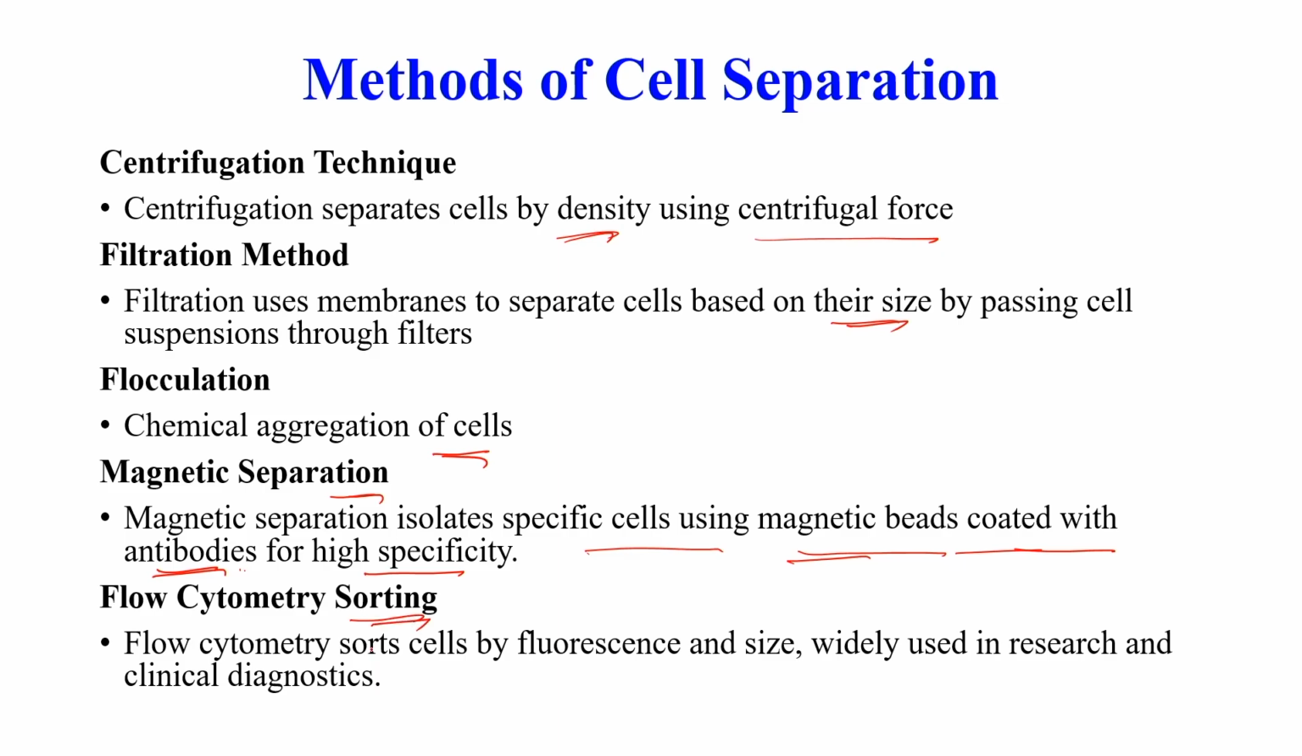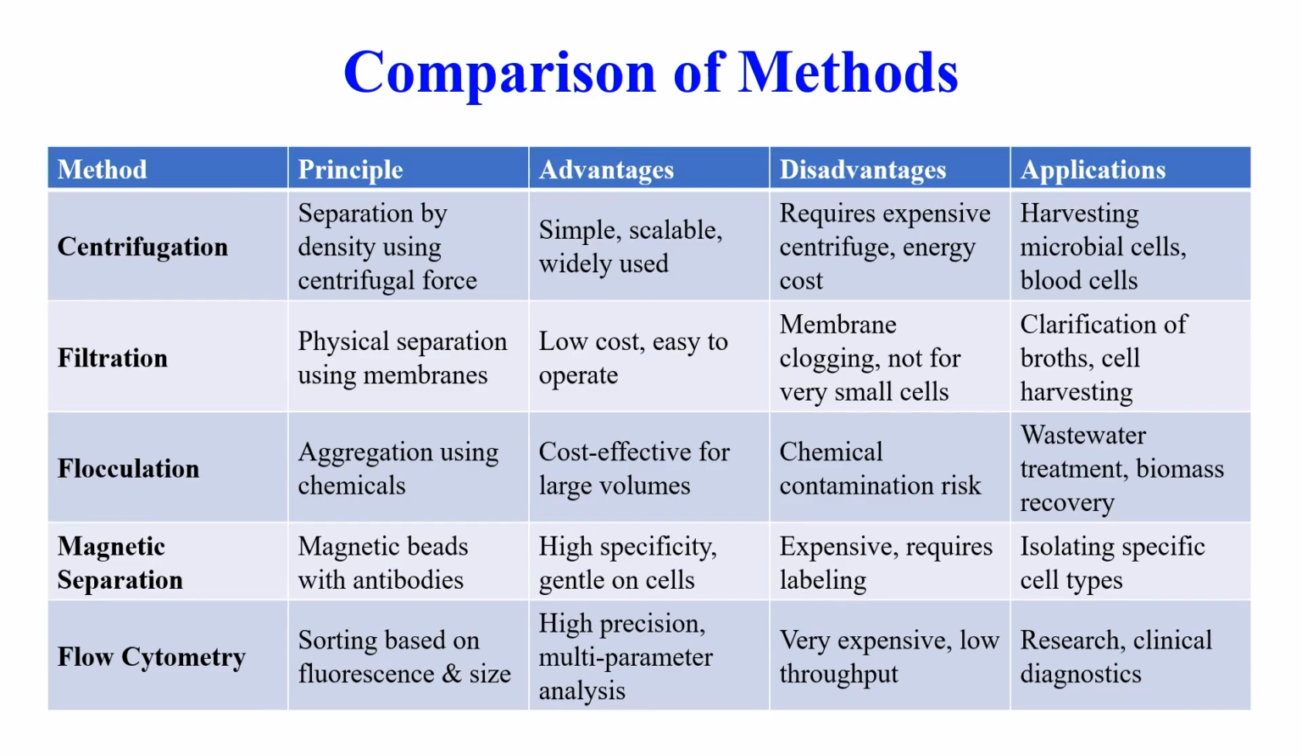In addition, the high end equipment is flow cytometry sorting. It sorts cells by fluorescence and size, and it is widely used in research and clinical diagnostics, not at production scale. So, this is a quick comparison of the different methods.